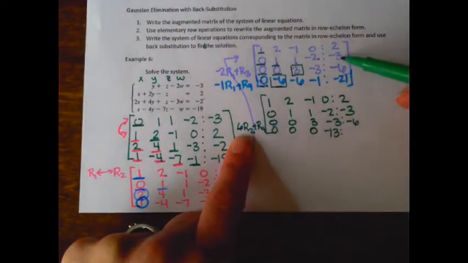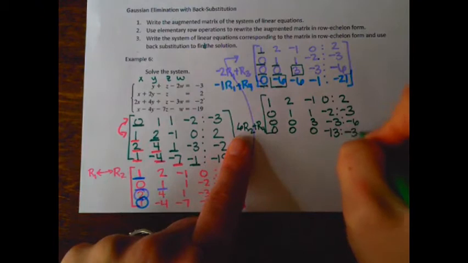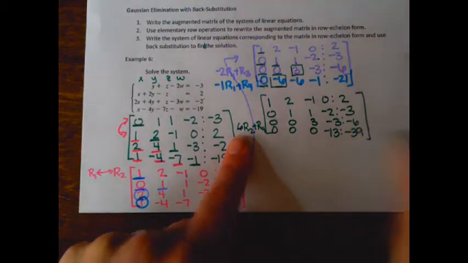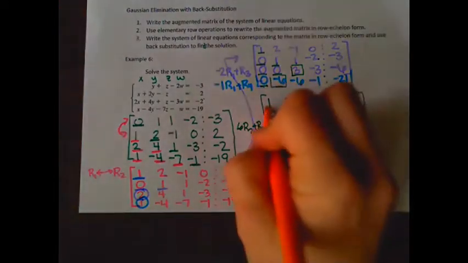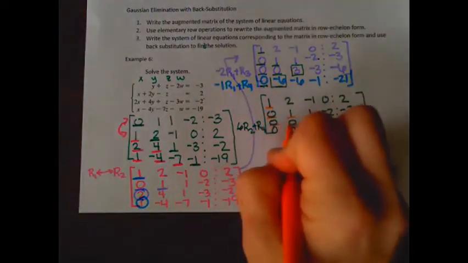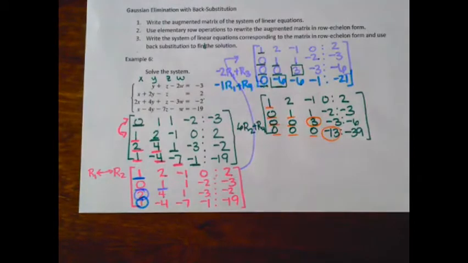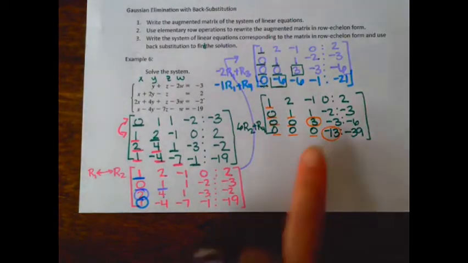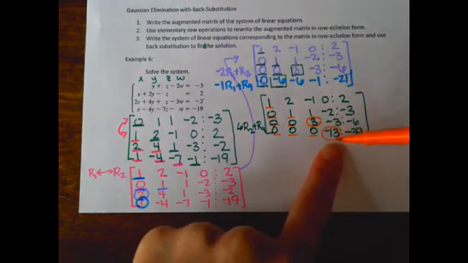6 times -3 is -18. -18 plus -21 is -39. There you go. Okay. So now we have 1, 0, 1, 0, 0, and not 1. 0, 0, 0, not 1. So we're almost done. You guys have done a really good job with this, where we have zeros and everything. We need this to be 1, and we need this to be 1.